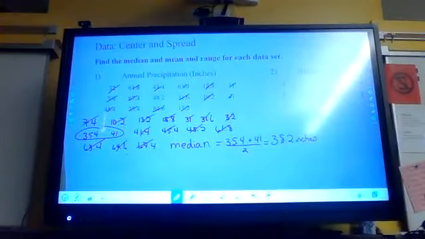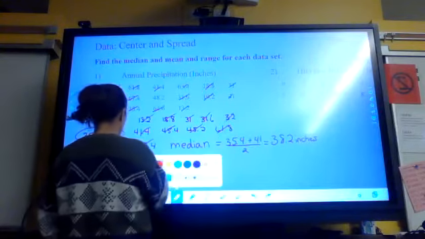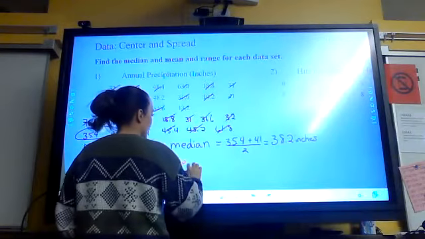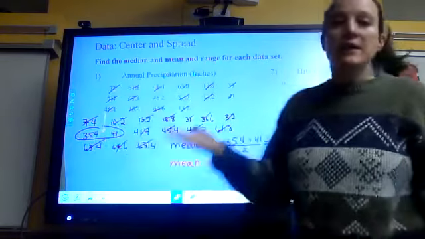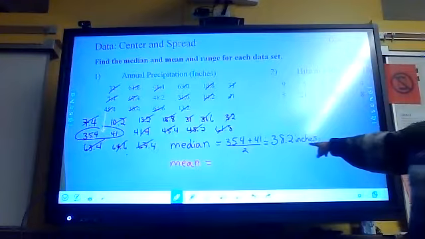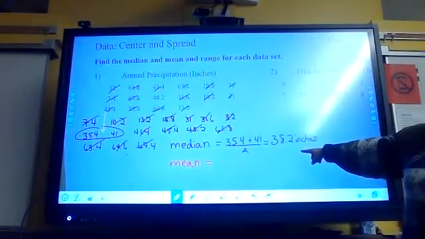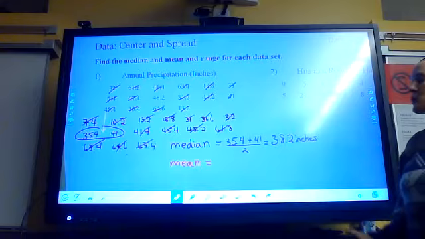All right, the next thing that it's asking you to find is the mean. And you just found the median. I'll see if I can do red. So the mean is just the average, meaning what is the average annual precipitation in inches? This is the exact middle number. 38.2 inches is boom, right in the middle of that data set. But mean is what's the average.